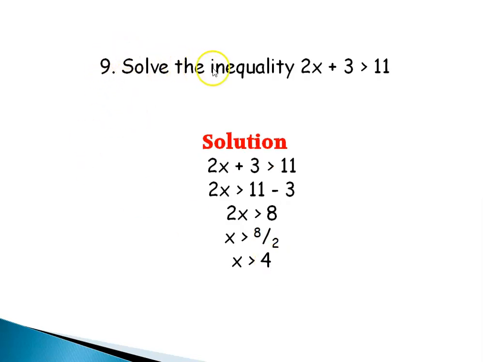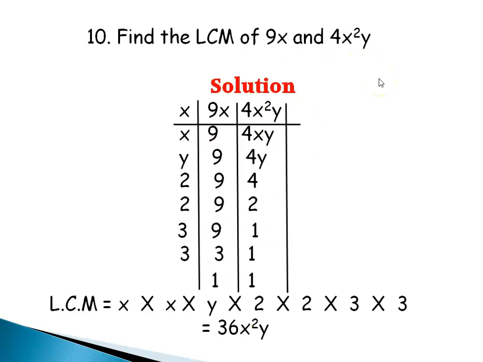Question 9 says solve the inequality 2x plus 3 greater than 11. I'm going to move my 3 to this side. It changes to minus 3. 2x greater than 11 minus 3. 11 minus 3 is 8. So 2x greater than 8. And then I'll divide both sides by 2. 2x divided by 2 is x. 8 divided by 2 is 4. So x greater than 4 is the solution to this inequality.